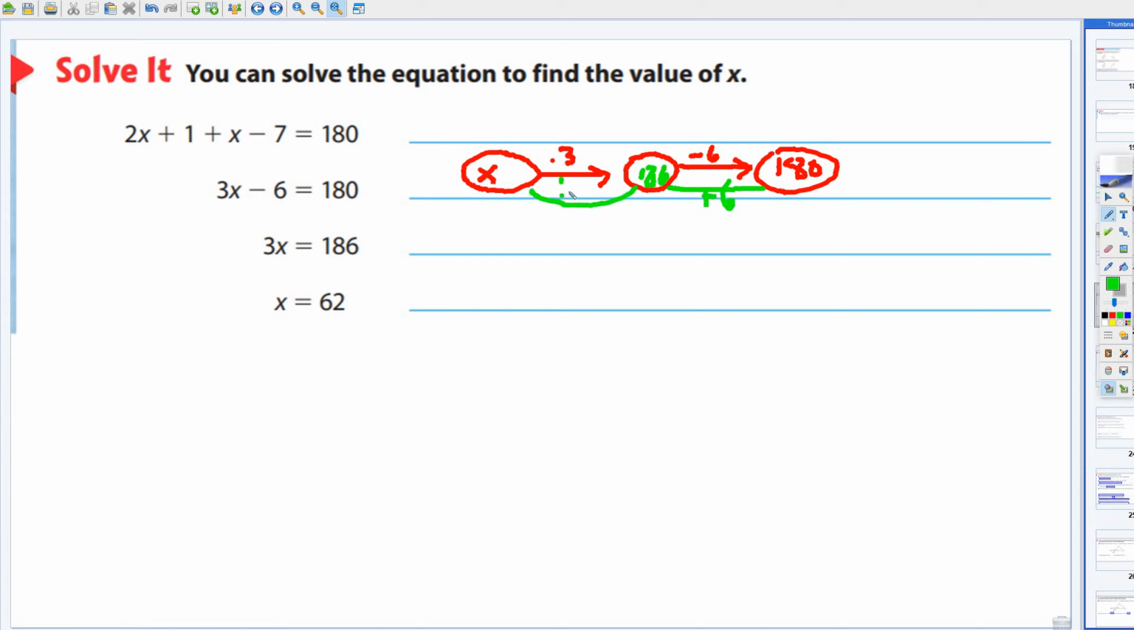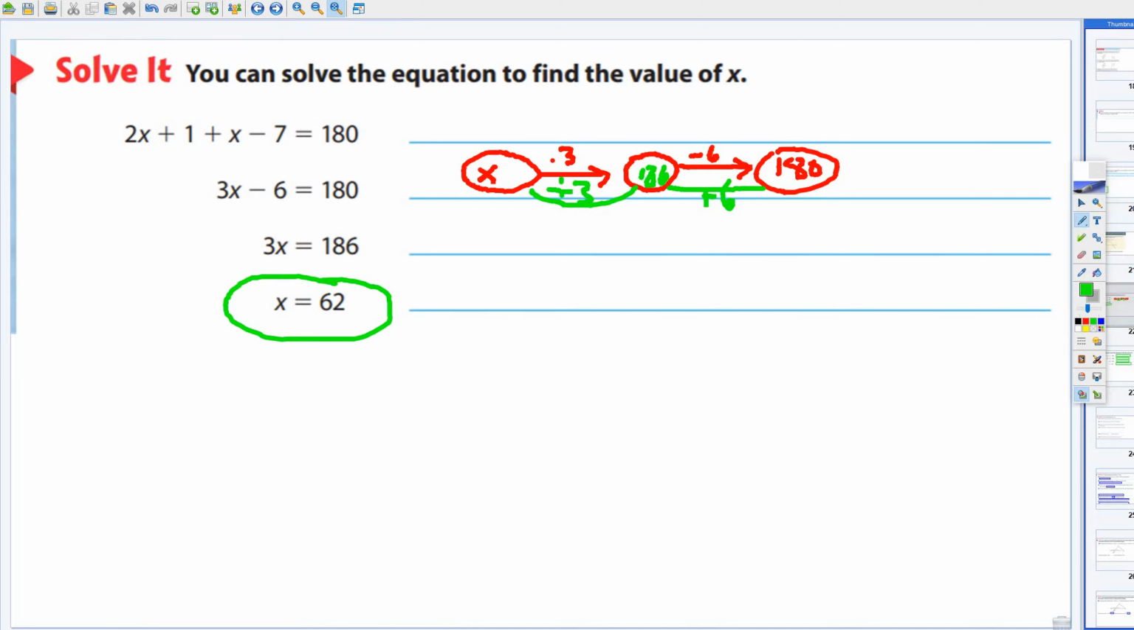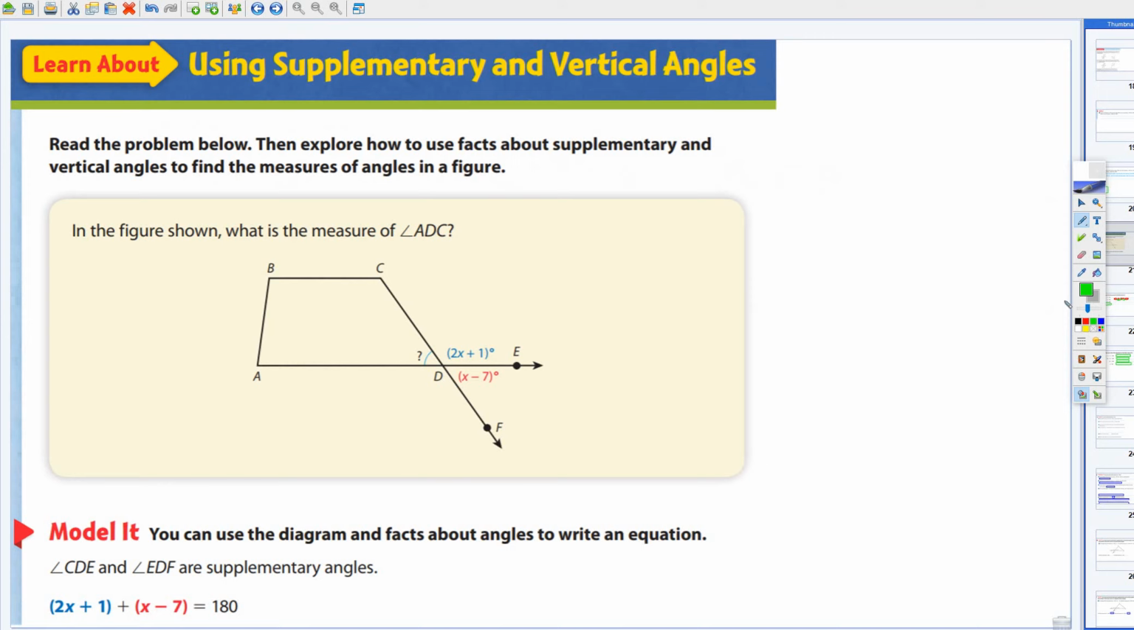And then obviously you divide by 3 because it's the inverse operation of multiplying. 186 divided by 3 will give us 62. So x equals 62. So when we go back here, think about that. x equals 62. x is 62. So you do 2, let's do parentheses, times 62 plus 1, right? For angle CDE.